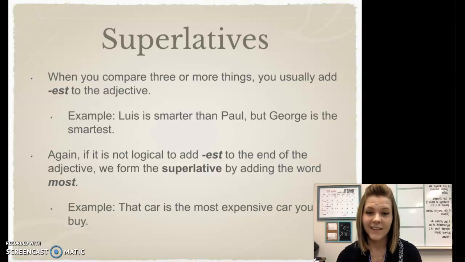Now again, if it's not logical to add est to the end of the adjective, we would form the superlative by using the word most. We see that in our example. That car is the most expensive car that you can buy. We would not say that car is the expensivest car you can buy. It just doesn't make sense, so we form that superlative by using most instead.